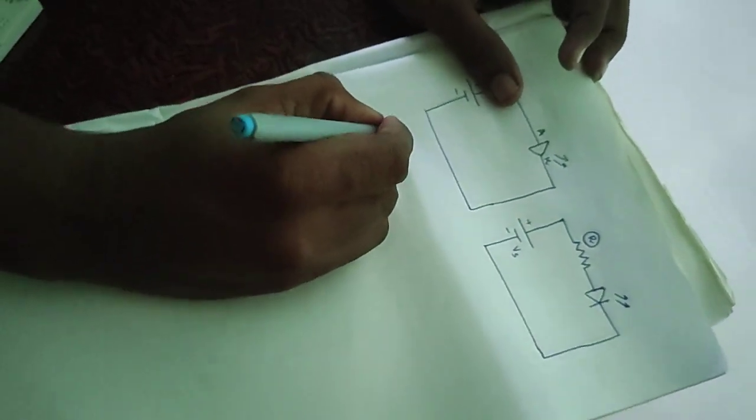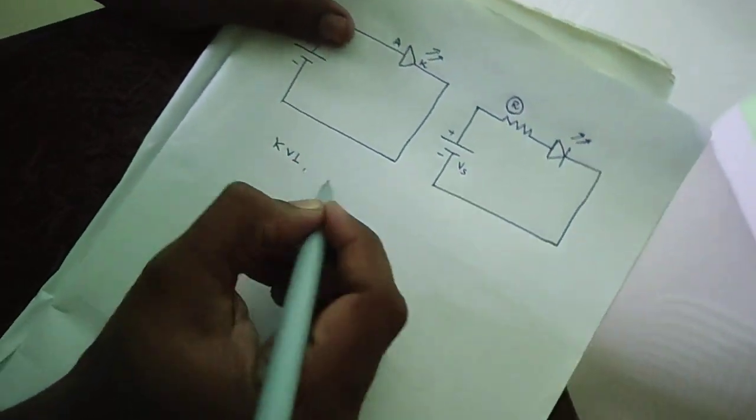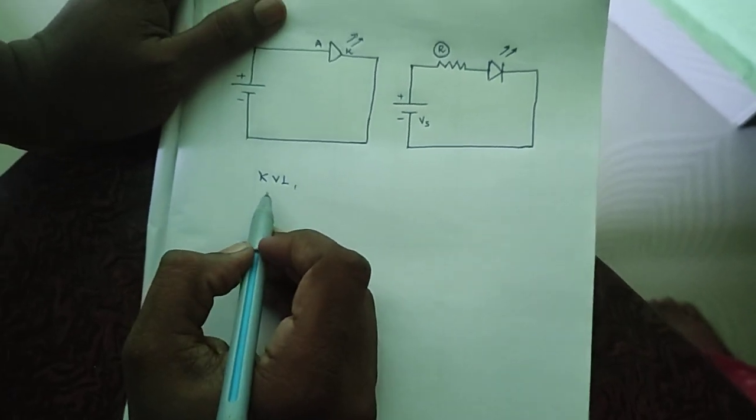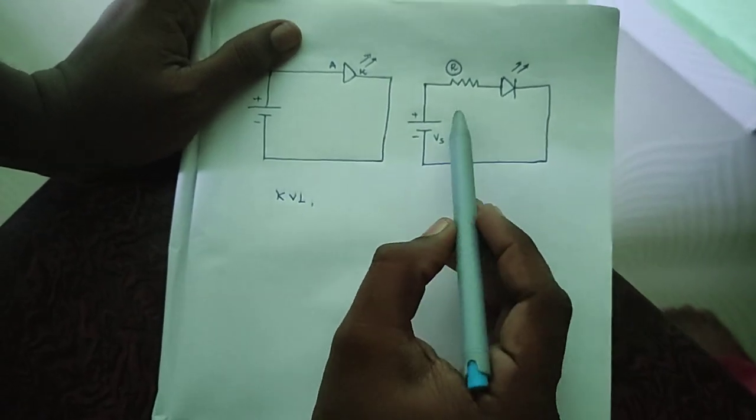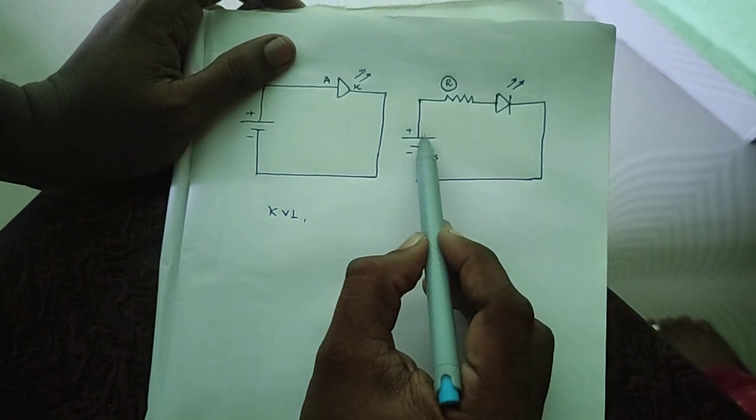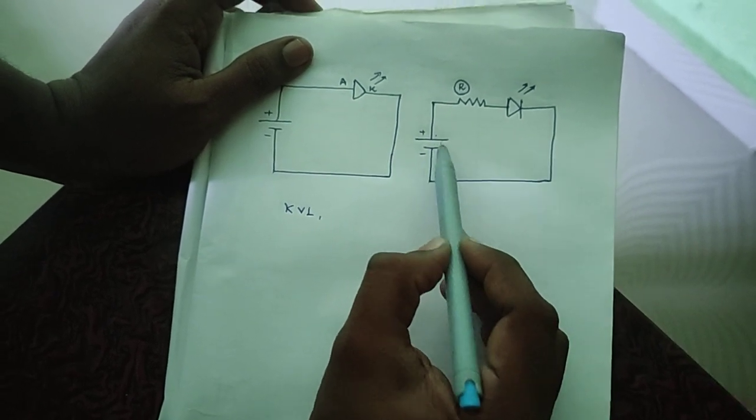Right, so first of all we try to understand what is Kirchhoff voltage law. Kirchhoff voltage law is nothing but in any closed circuit. So this is what actually a closed circuit. You see, we are starting from here and it ends here. So it is a closed circuit.